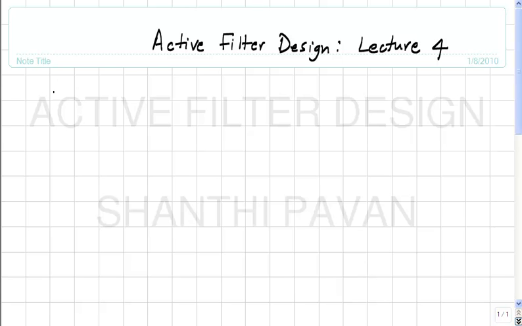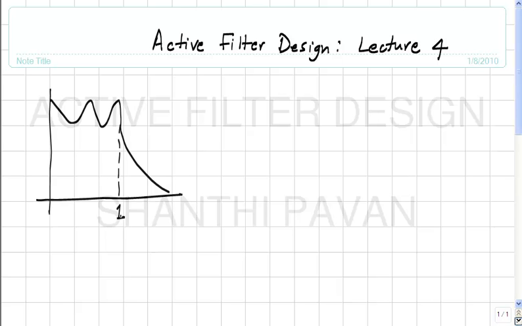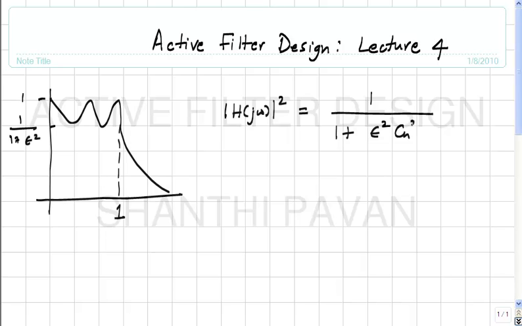Yesterday we saw that in order to get a squared magnitude response which looks like this, where this is the approximation band, 0 to 1 or the pass band, it's 1 here and 1 by 1 plus epsilon square here, we find that mod H of j omega square can be written as 1 by 1 plus epsilon square Cn square.